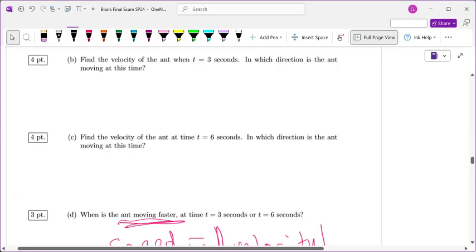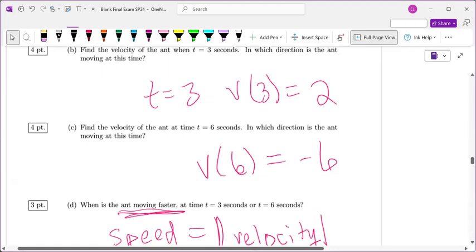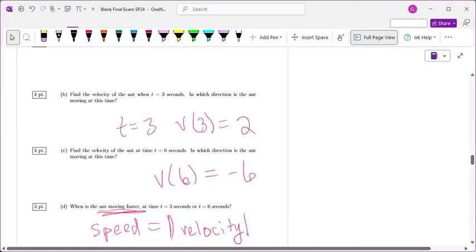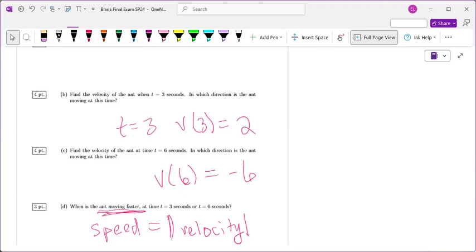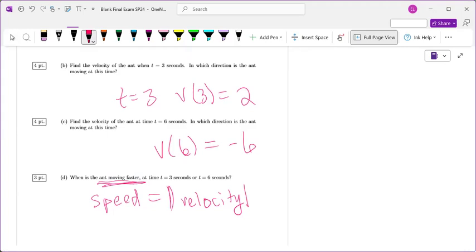So this one's B and C, asks you to figure out the velocity at 3 and then at 6 seconds. And I think at 3 seconds, the velocity is like 2. And then at 6 seconds, the velocity is like -6. So he's moving faster at t equals 6 because his speed is faster, even though he's moving backwards faster than he was forwards. So I'm pretty sure we changed this wording to, when is the ant's speed faster?